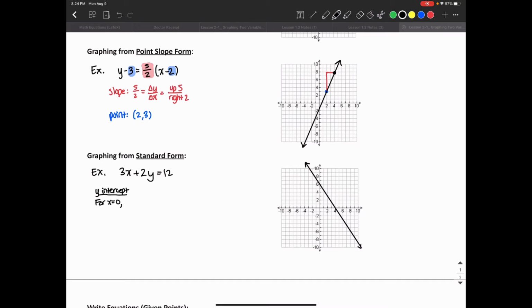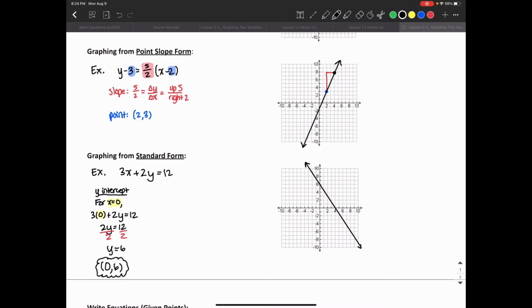So I'm going to have 3 times 0 plus 2y is equal to 12. All I did was I took 0 and I plugged it in for x in my equation. I end up with 2y = 12. The 3 times 0 goes away because it's 0. And then I divide both sides by 2, and I find that y is 6. So I know I have the point that when x is 0, y is 6. This is my coordinate that I'm going to put on the graph, (0, 6).